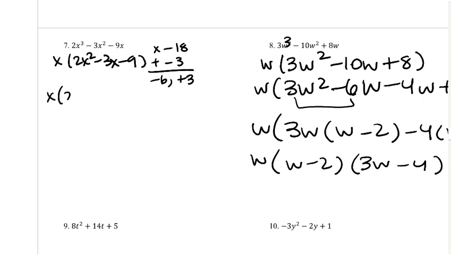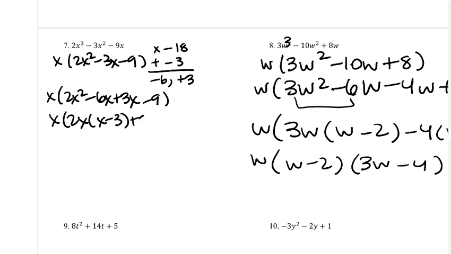So x times 2x squared minus 6x plus 3x minus 9. Now I'm going to group and factor. Factor out the x minus 3. I'm left with 2x and a positive 3.